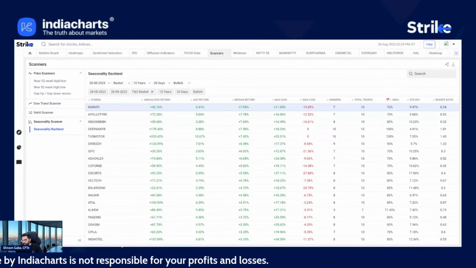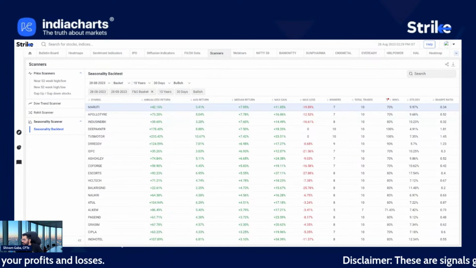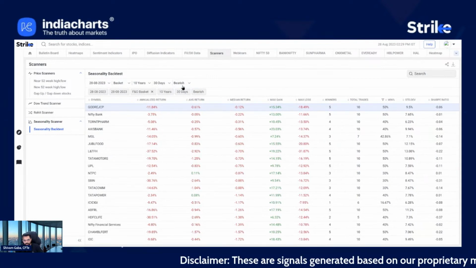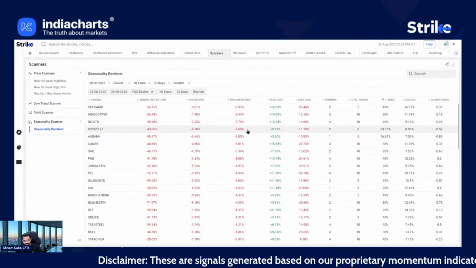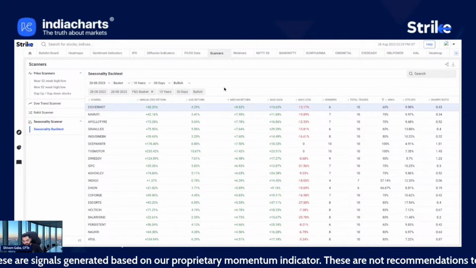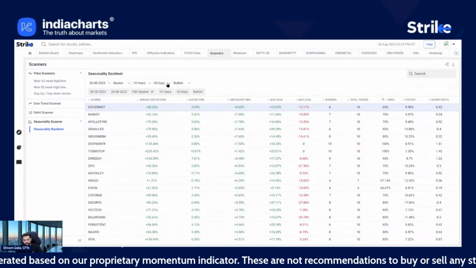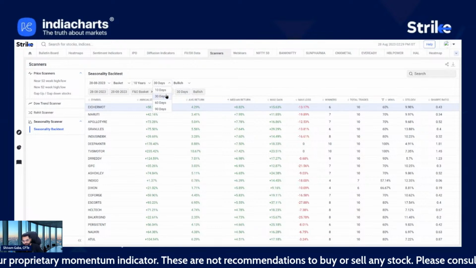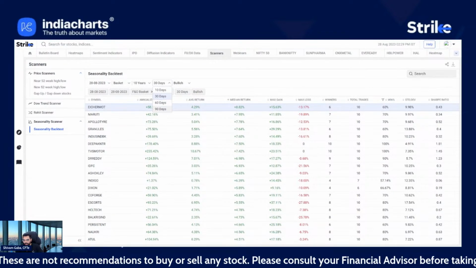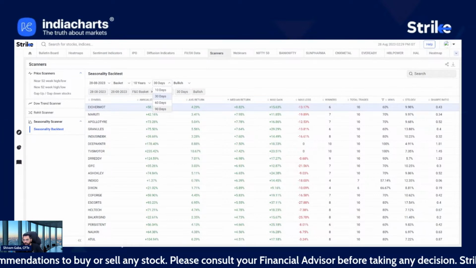And similarly, if you were to look at bearish stocks for this day, then you'll just hit bearish from here, and you can see all the bearish stocks for the same period, right? So this is a very sophisticated feature in itself, and traders can use different time frames like 10 days, 30 days, 60 days, and even 90 days to get a hang of larger as well as very short-term seasonality.